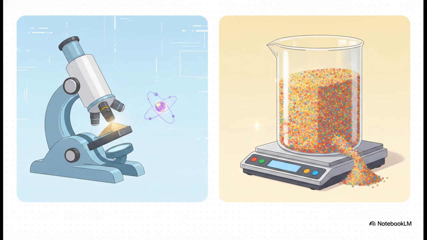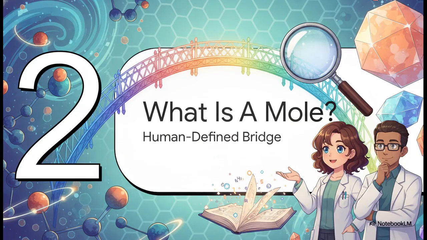You just can't work with just one atom. Instead, as Dr. Kem brilliantly points out in his lecture, chemists have to work with massive, literal bucketfuls of particles to measure anything practically. So we desperately need a way to group these microscopic particles into a giant macroscopic pile that we can actually pop onto a scale. Which brings us to part 2. What is a mole? The ultimate human-defined bridge.